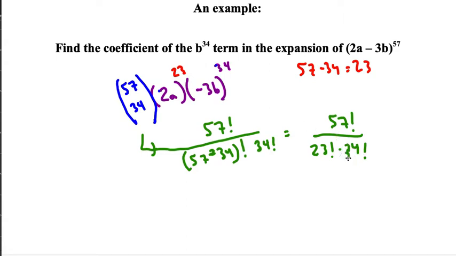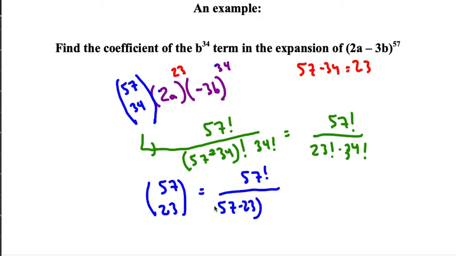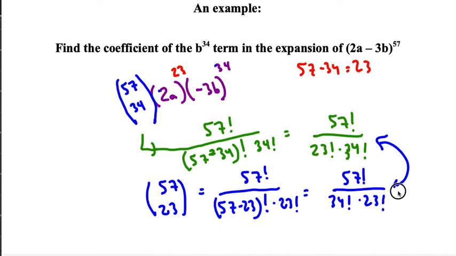Now please bear in mind, if you were to, let's say, quote unquote, mess this up, and let's say you did 57 choose 23 instead, well, that would be 57 factorial over 57 minus 23 factorial times 23 factorial. But if you simplified that, guess what you get? 57 minus 23. These are the same. That means it doesn't matter when you're picking what power you use.